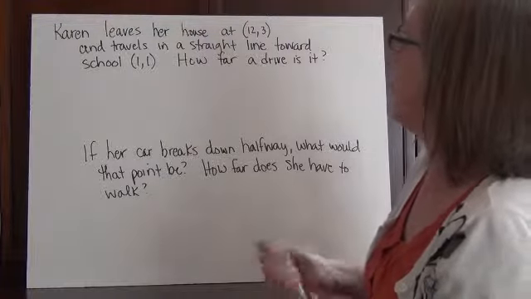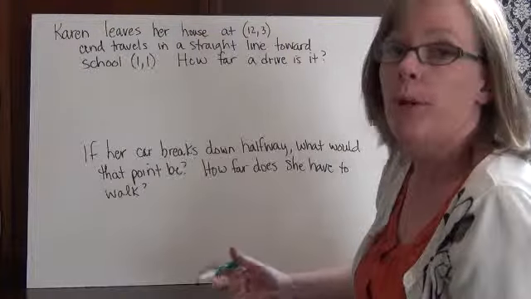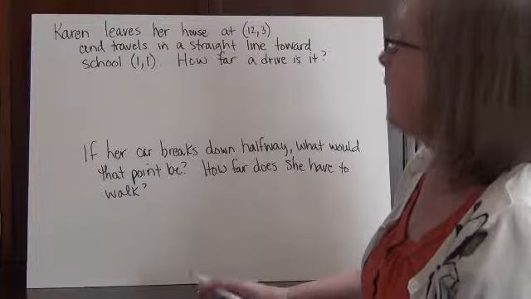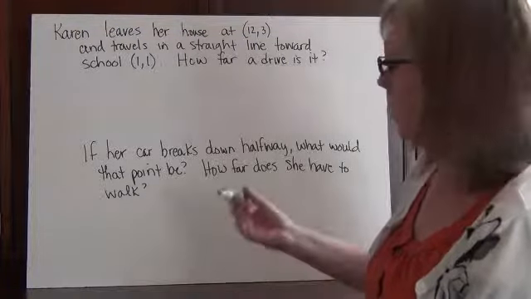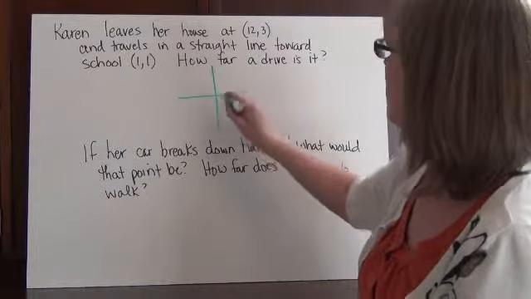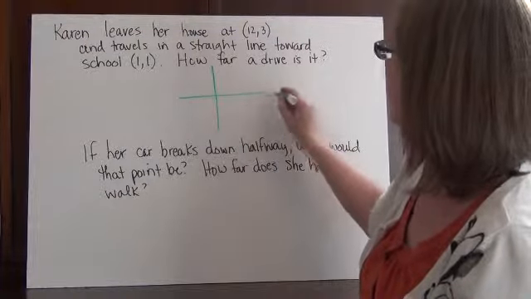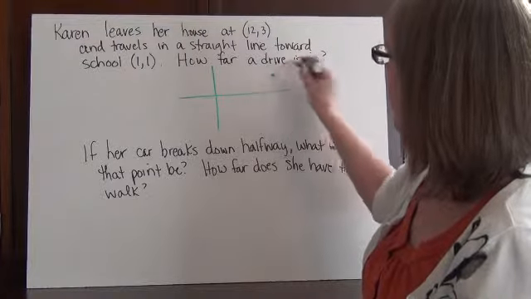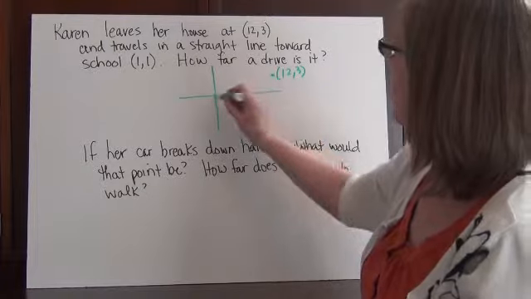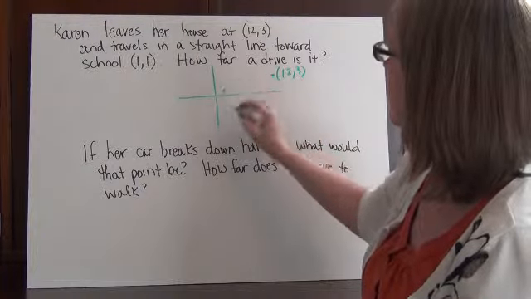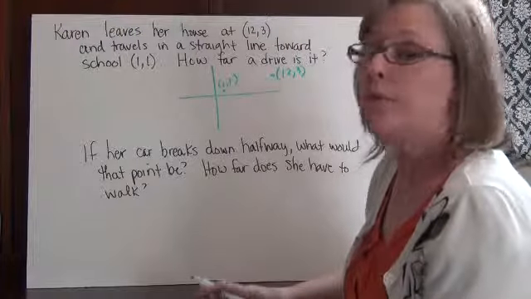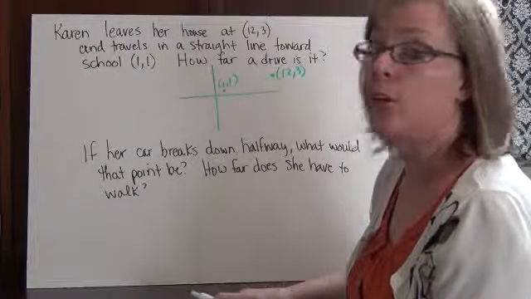Karen leaves her house at (12, 3), at the point could be (12, 3), and travels in a straight line towards school at (1, 1). How far a drive is it? Well, we could do it without the graph, but why should we, right? I'm going to go over a little bit farther. Like (12, 3) would be right about here, and I'm going to write the point in, (12, 3). And (1, 1) is way over here, like that, (1, 1). Okay, so if those were miles, we're going to figure out how far it is for Karen to go.